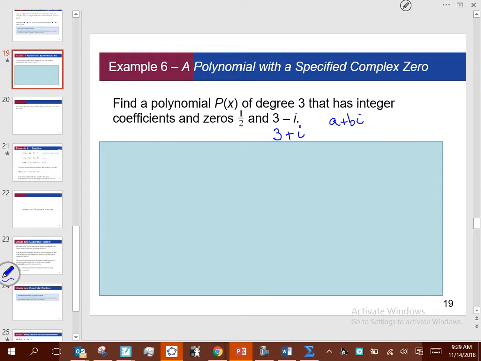Does that make sense then that I should have a degree 3 p of x? The problem says find p of x of degree 3, but they only gave you 2 pieces of information, right? Well, knowing my complex conjugate theorem, I now know actually all 3 parts.